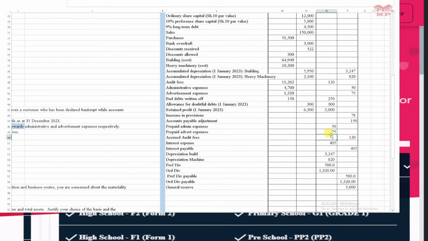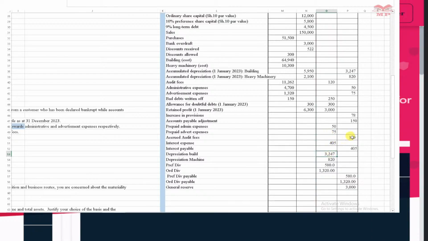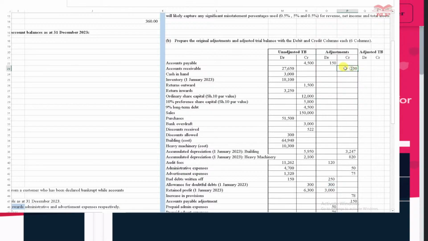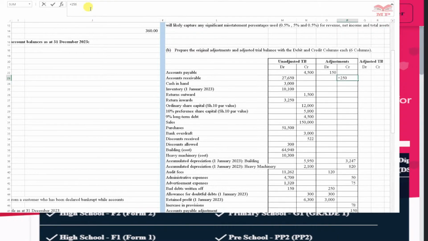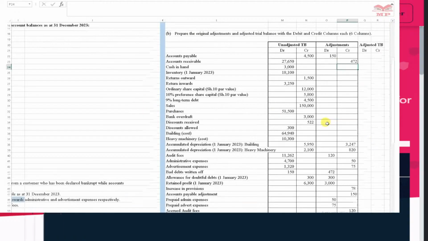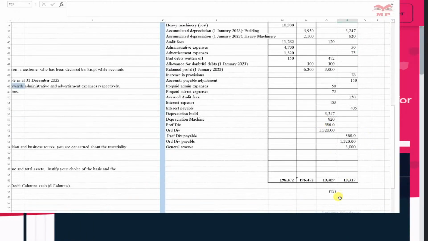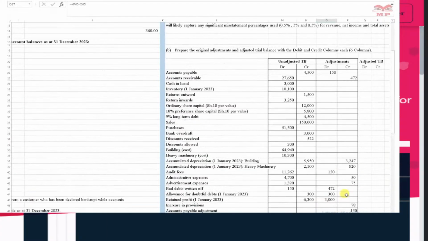We're talking about the 222 right here, not that one, but this 222 that is actually right over here. So what we should do, we should increase this by 222. 250 plus 222, there, we get 472. You can see still the difference is 72, it's still there.